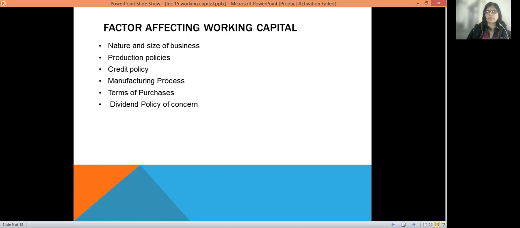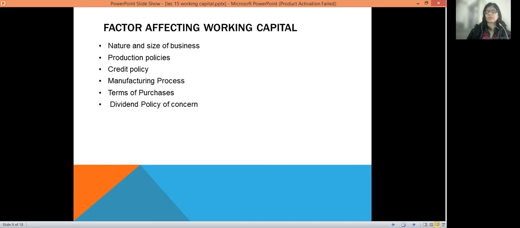Next is the manufacturing process. It also affects the requirement of working capital, because the manufacturing process decides how much time you will take and how much expense you have to bear. So that is directly influenced by the working capital. Next is terms of purchases. How are we going to purchase the raw material, how much discount your creditors are going to offer, and how much time they are giving to pay the expenses. That matters a lot, and that affects the working capital.